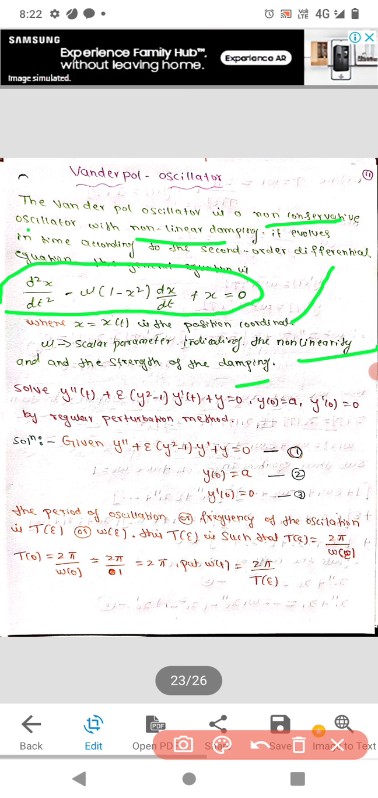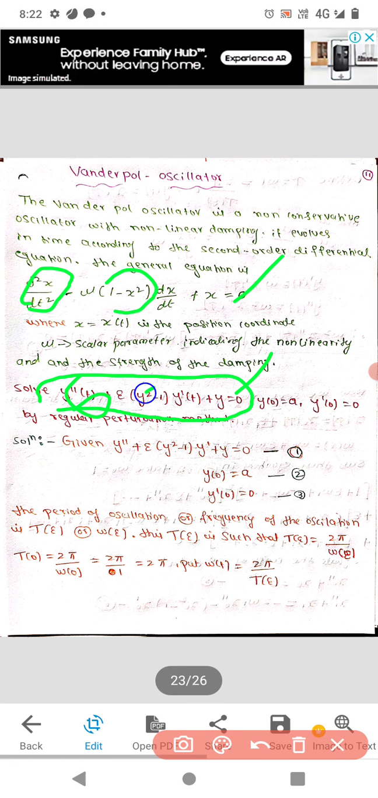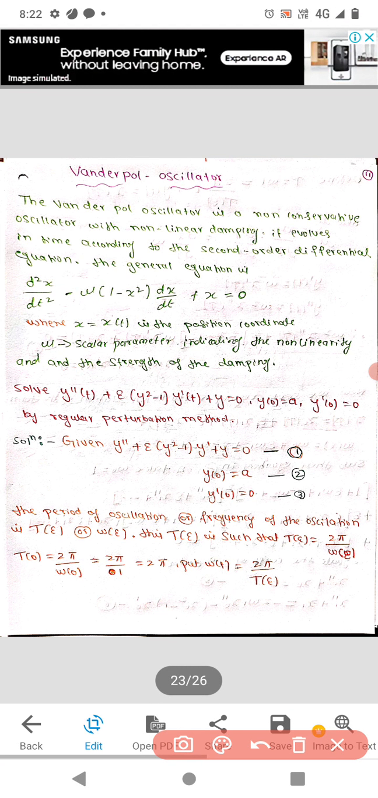Here I'm taking one equation: y double dash of t plus epsilon (y squared minus 1) y dash of t plus y is equal to 0. Comparing the two equations, d squared x by dt squared corresponds to y double dash of t, 1 minus x squared corresponds to y squared minus 1, mu corresponds to epsilon, and x corresponds to y. So this is the van der Pol oscillator. Let us see the solution.